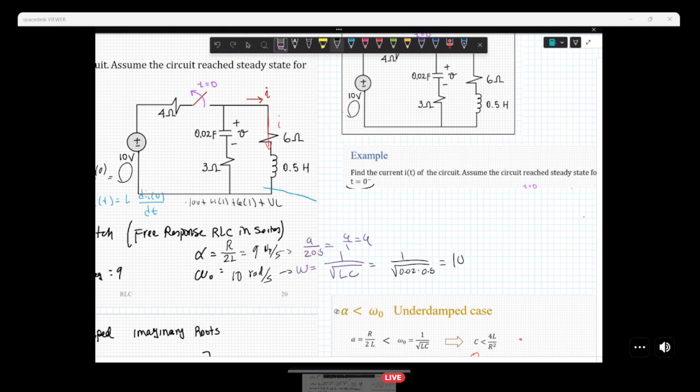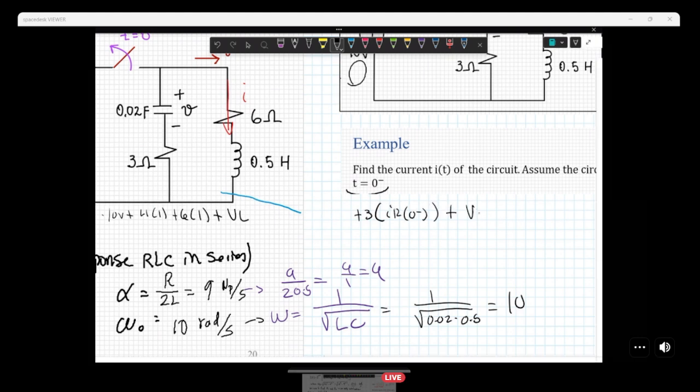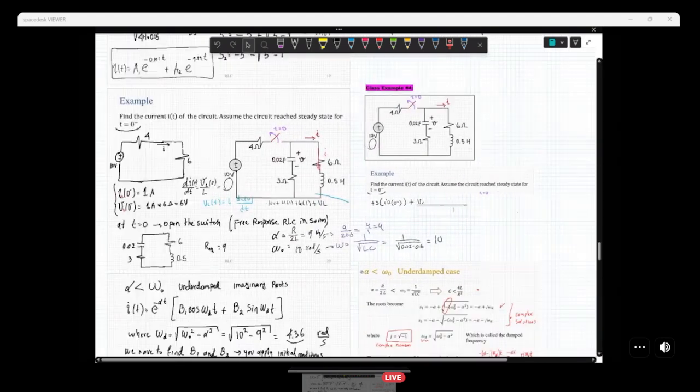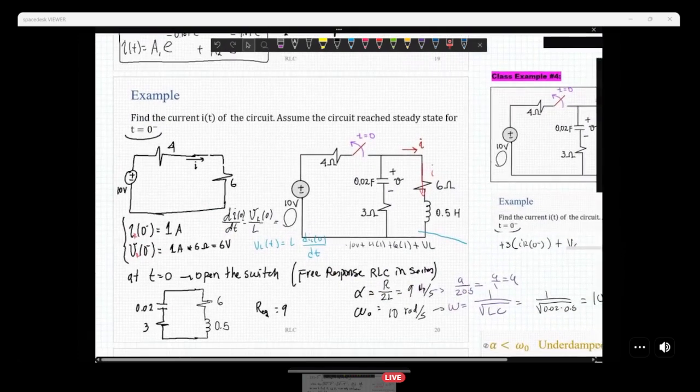Circuit enters transient state. Wait, so we get plus 3 times R, L of 0 minus, plus V of C. Plus V of C. Wait, what was the capacitor's voltage before? Does the capacitor even have a voltage? Yeah, it should have a voltage. Should be fully charged, right? Oh, yeah, at the point when this switches.